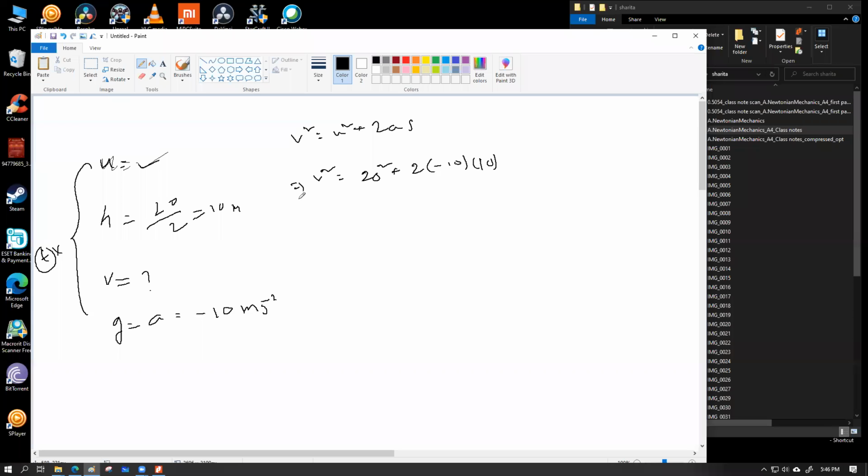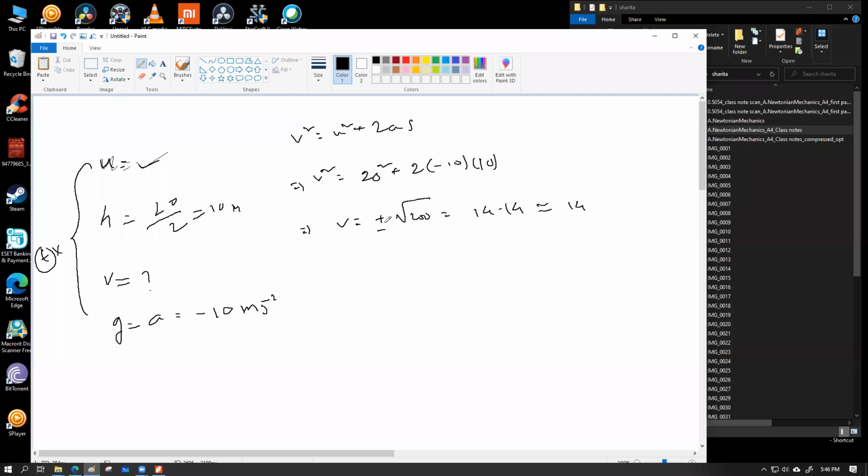So ultimately from here we will get the value of v. Mathematically, v should be plus minus, because you're going to get a positive number out of this calculation, which is going to be 200. So v is going to be plus minus root over 200. This should be about 14.14.